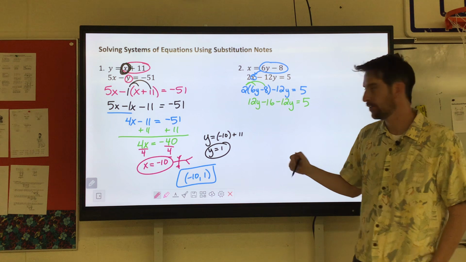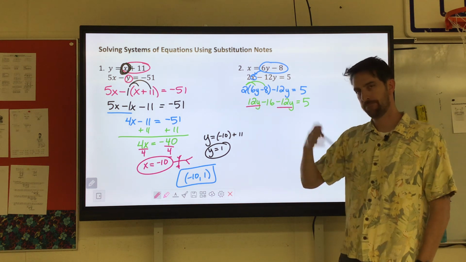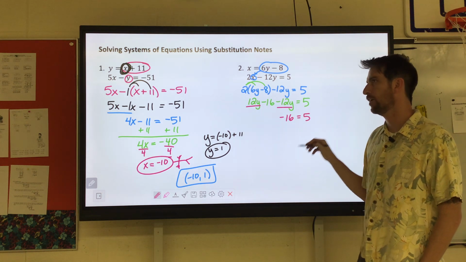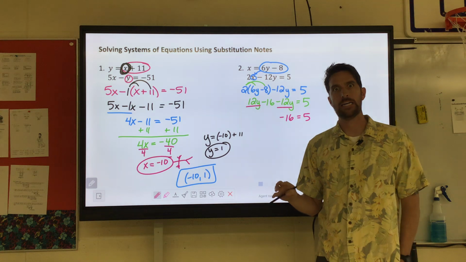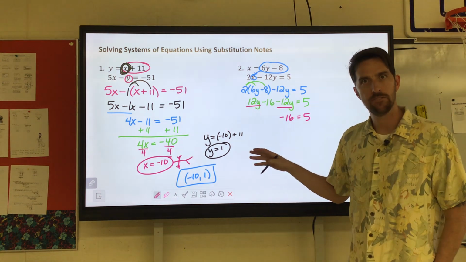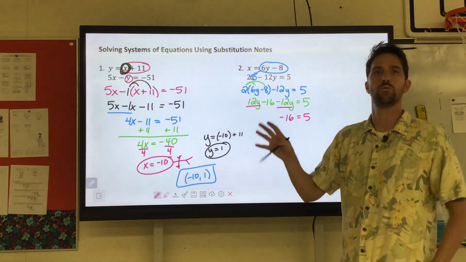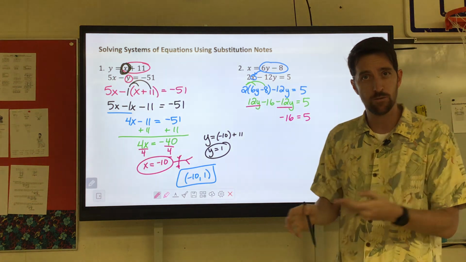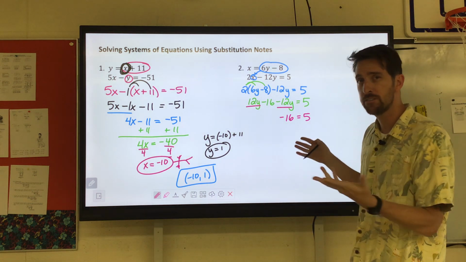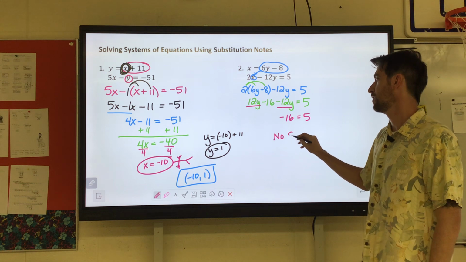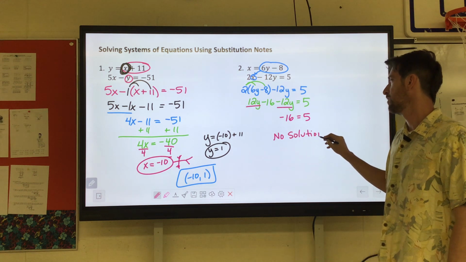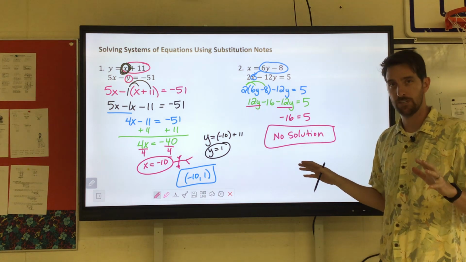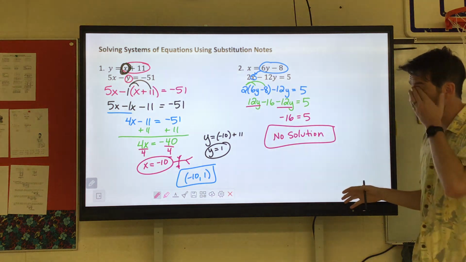We try to combine our like terms. 12y minus 12y cancel out. So all I have on the left side is negative 16. All I have on the right side is 5. Oh my gosh. Does negative 16 equal 5? No! So this is one of those special ones. The no solution or the infinitely many solutions. This is not true. So we say no solution. If we were to graph these lines, they would be parallel lines. They would never intersect each other. That's why there's no solution.